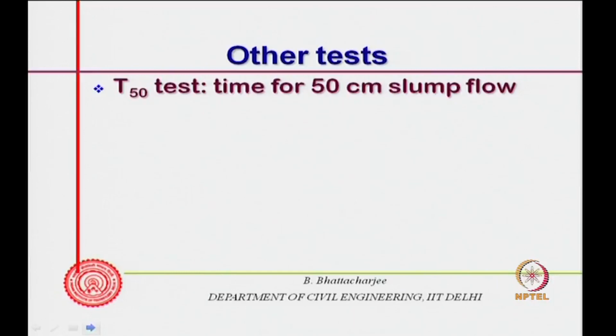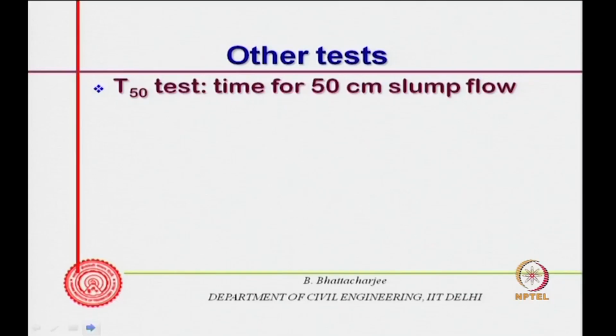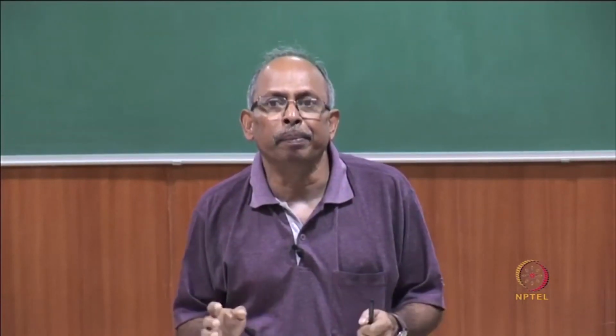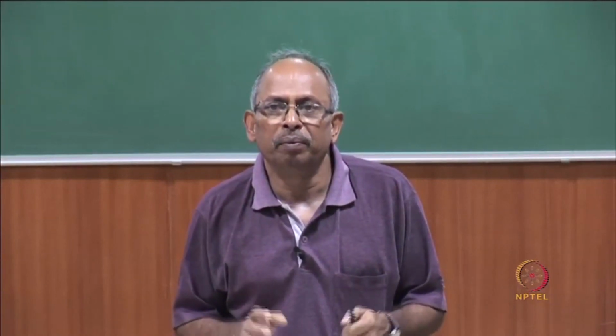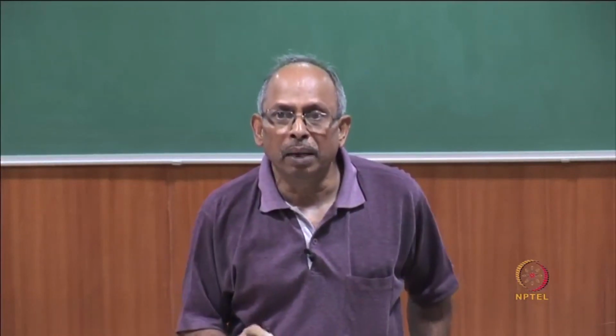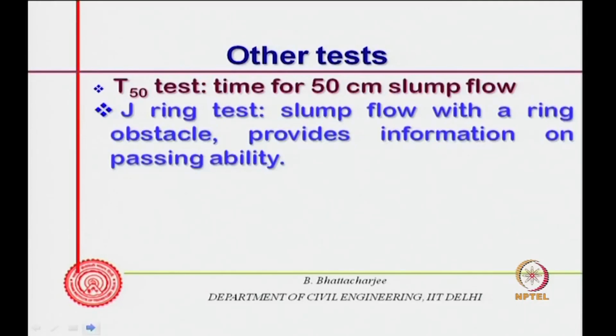I already talked about the L box test. Okay, some more tests we will talk about. The T50 test is time for 50 centimeter slump flow. So, you measure flow against time, with time how slump flow is changing. So, the time at which 50 centimeters slump flow occurs, that is the T50 test. So, that is again a measure of slump, in a way slump retention, or related to it. It is another test actually.